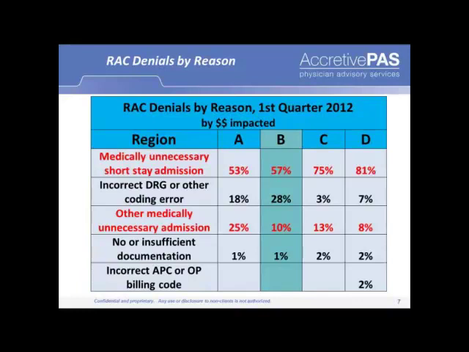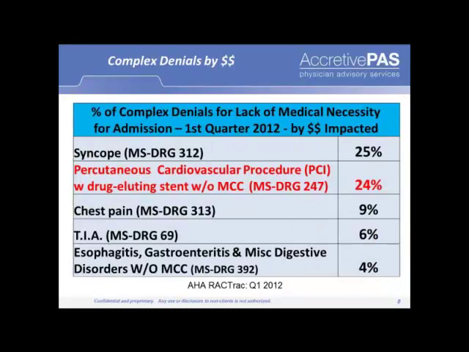Looking across the country at the various RAC regions, this is information that's been collected from those hospitals. And what we're seeing, since we're specifically looking at Region B here, you can see compared to other regions that the medical necessity denials for short stays were 57%, which puts Region B at a low end. Another 10% for other medically unnecessary admissions, so we're at 67%, and around 70% has been the rate for medically unnecessary admission denials by RACs quarter after quarter. So this is really nothing new. It's just some slight changes from one quarter to the next.